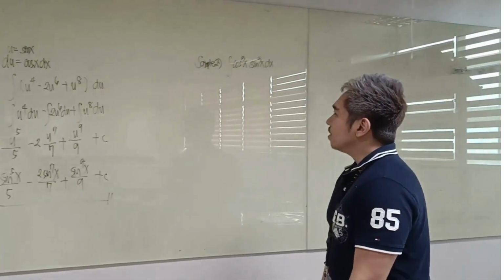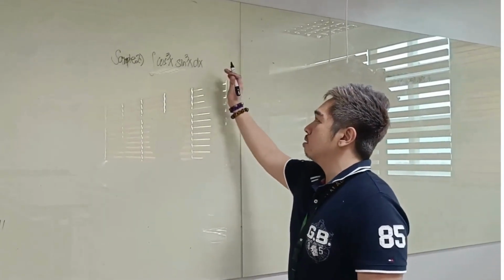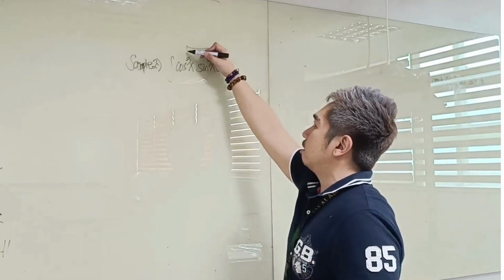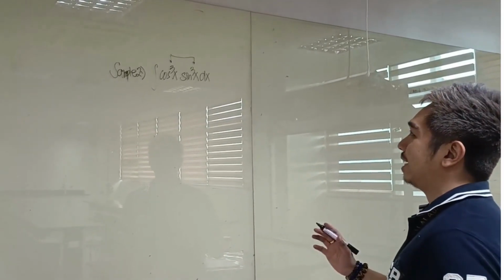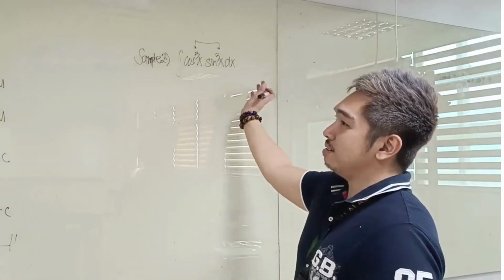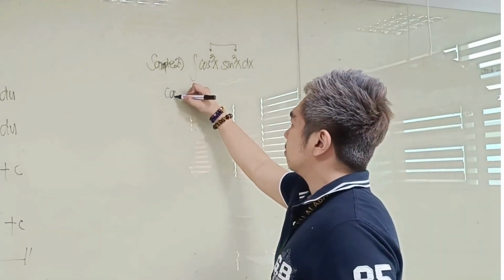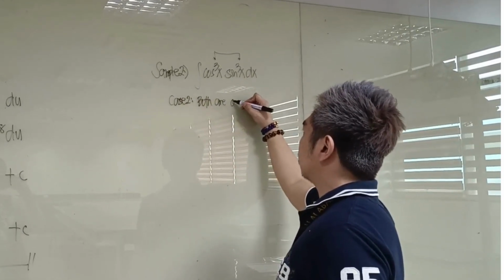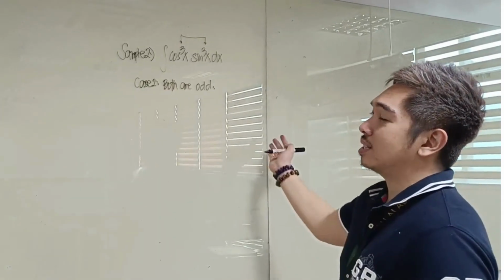Now we have case number 2. As you can see, we have two functions again, cosine and sine, but the exponents are both odd. If you have both odd exponents, you isolate one sine and then you isolate another cosine, and then change everything to one identity. So case 2, we have both odd. We isolate one sine and then we isolate one cosine.